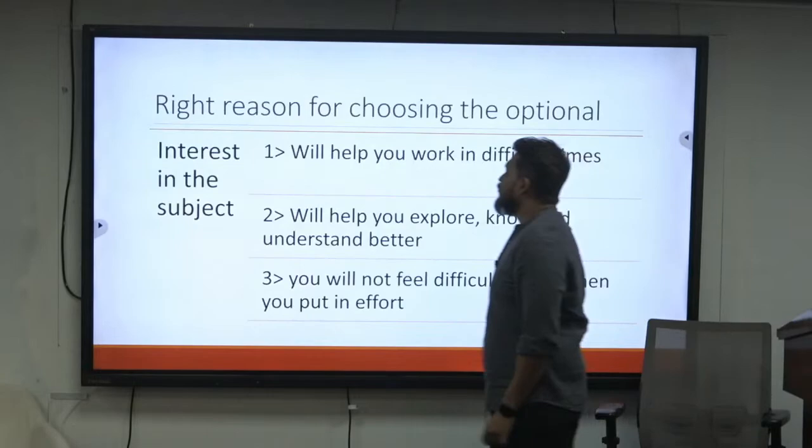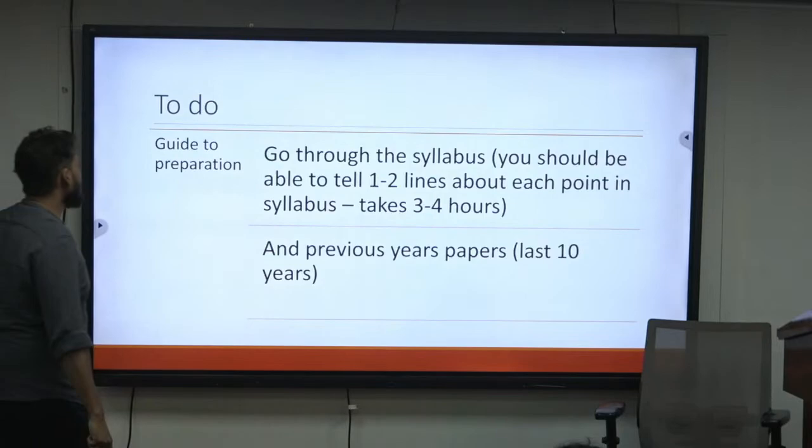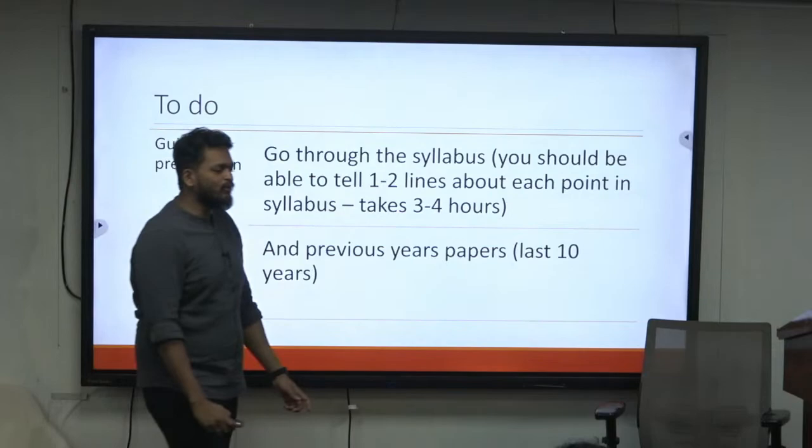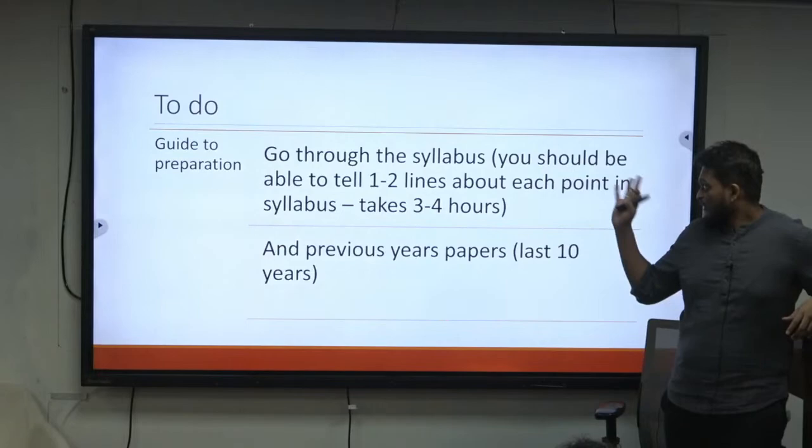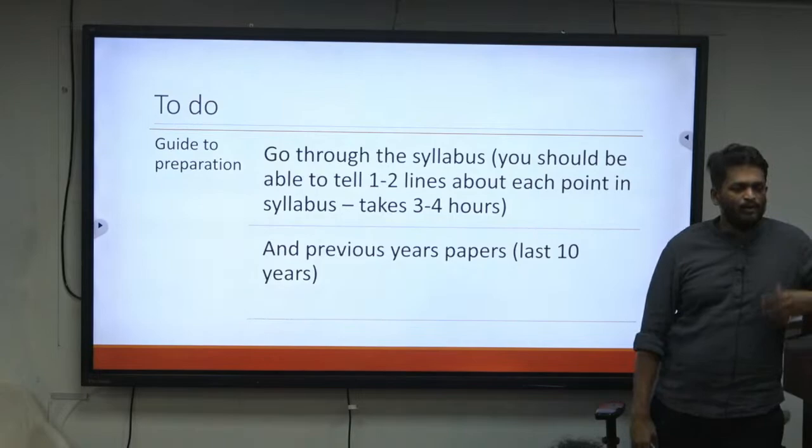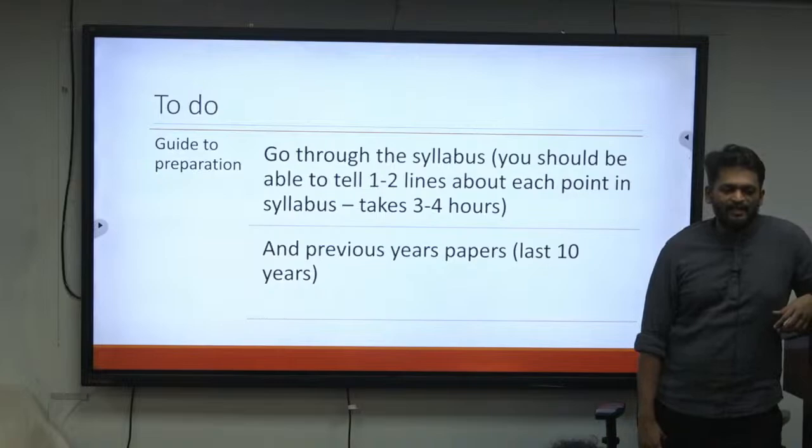So, how will you know whether you have an interest in the subject or not? For that, you have to go through the syllabus. Imagine you have narrowed down to 2 or 3 subjects: take the notification and go through the syllabus thoroughly. You have to understand what each word is. You should know 1 to 2 lines about what each term present is. This will take time. Usually nobody does it. I tell every batch, but nobody does it because it takes 3-4 hours of effort.